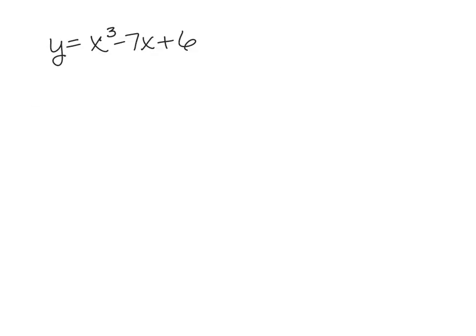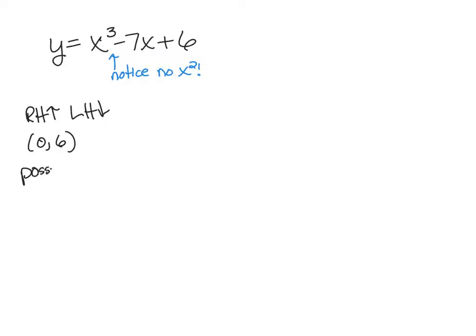Okay, first thing you need to notice about this problem is that I go from x cubed to x. I'm missing the x squared term. That means that when I set up my synthetic division, I have to put a 0 in the x squared column. All right, degree is odd, left and right hand behavior is opposite, leading coefficient is plus, so right hand is up. X equals 0, y equals 6.